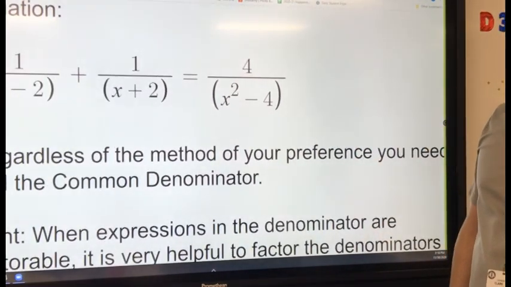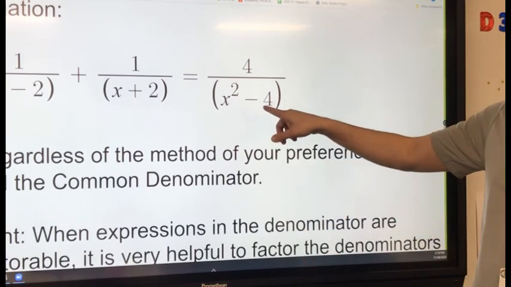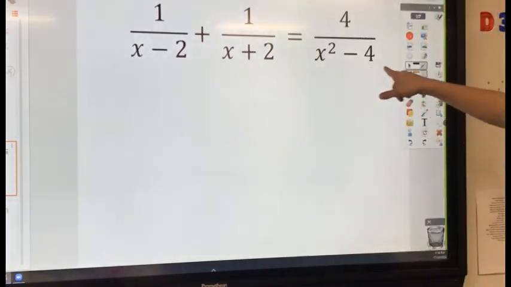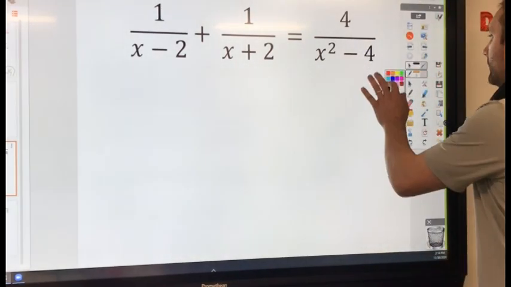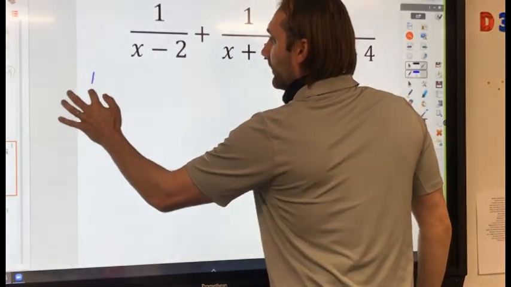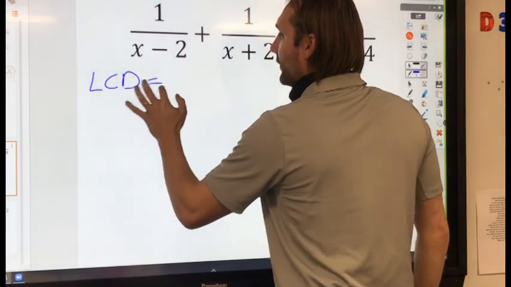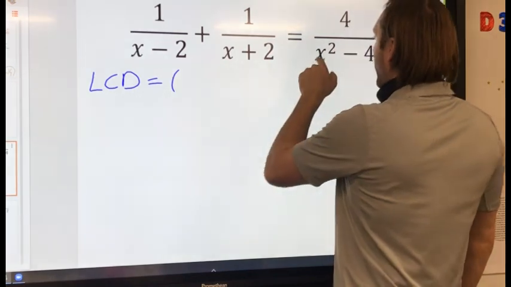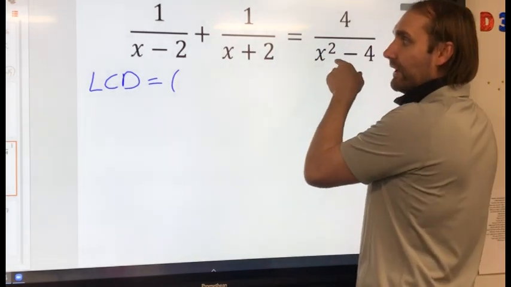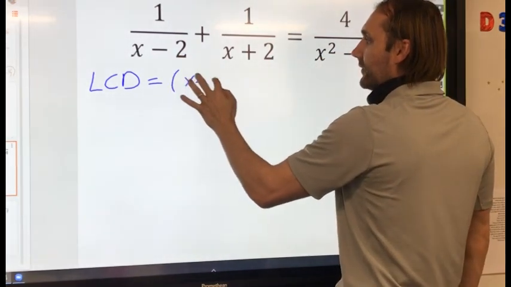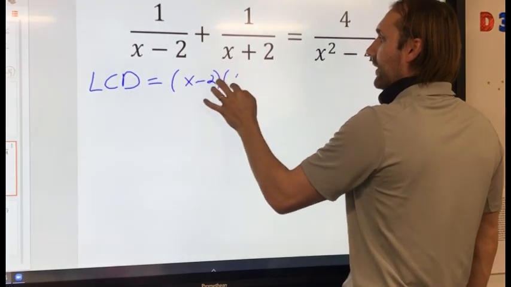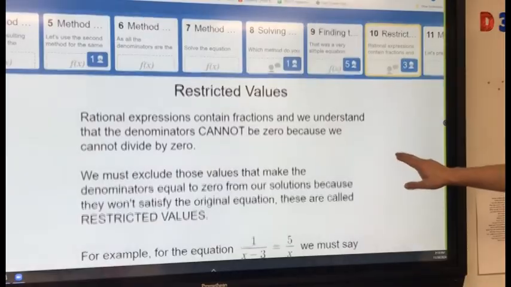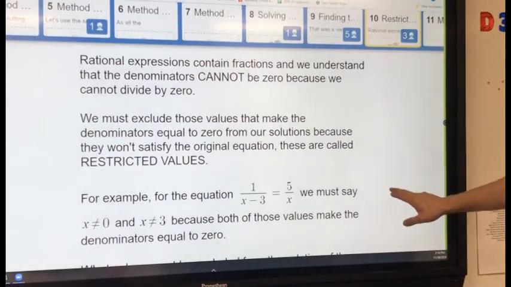So what is my common denominator with this? x squared minus 4. But let's factor it. Let's keep all our LCDs in factored form. So what is the factored form of x squared minus 4? I'll give you a hint. Hints are inside the problem. X minus 2 and x plus 2. Very good. X squared minus 4 is the LCD, and it factors into x minus 2 and x plus 2. So there's my LCD.